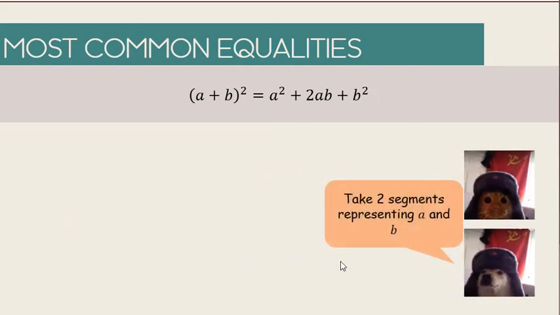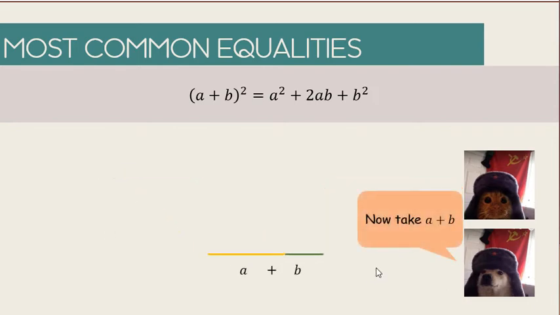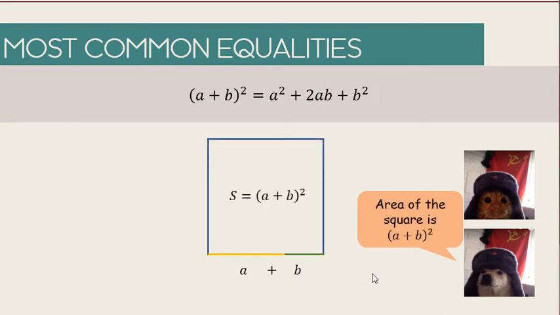Okay, take two segments representing a and b. All right, here we have two segments representing a and b. Now take a plus b and we construct a square. We know that the formula for the area of a square is the side length multiplied by itself. So the area of the square is (a plus b) squared, because the side length is a plus b. Can you see that? One side is equal to a plus b, so the area must be (a plus b) squared.